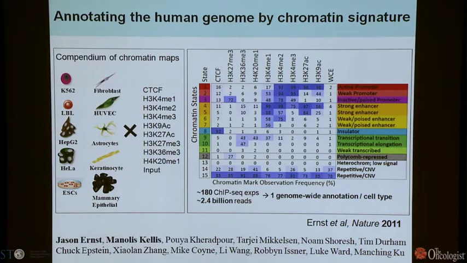So as a consequence, we can basically take this data and come up with a single genome-wide annotation per cell type that tells us where all the promoters are, where the transcripts are, and where the enhancers are, and also tells you about which enhancers are either active or poised in that given cell type.